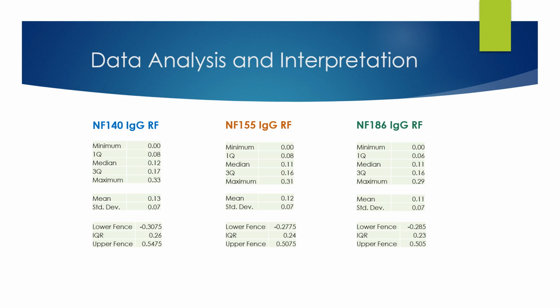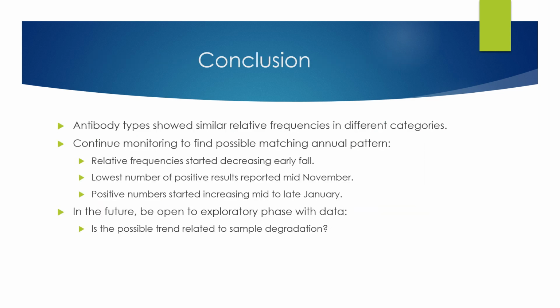In conclusion, what I learned is that the 3 antibody types I test show similar relative frequency in different statistical categories. I plan to continue with trending analysis, adding in data each week for the upcoming year, and I plan to watch for matching patterns. Do I see a relative frequency starting to decrease in the fall again?